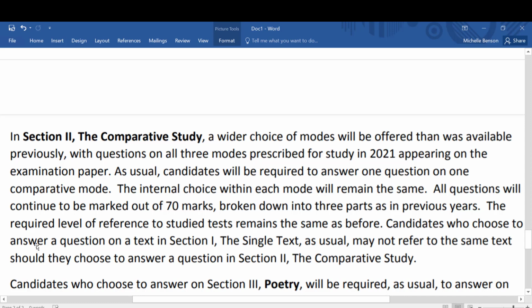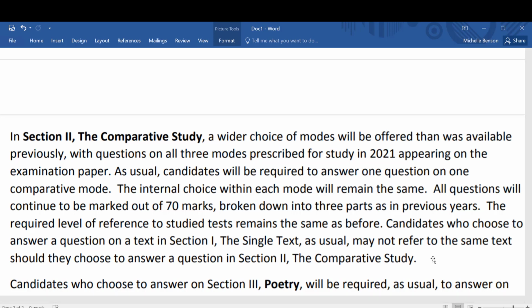Candidates who choose to answer a question on a text in section 1, the single text, as usual, may not refer to the same text should they choose to answer a question in section 2, the comparative study. So basically, don't use your single text, in my case Philadelphia, Here I Come, in your comparative study. That's for the single text.